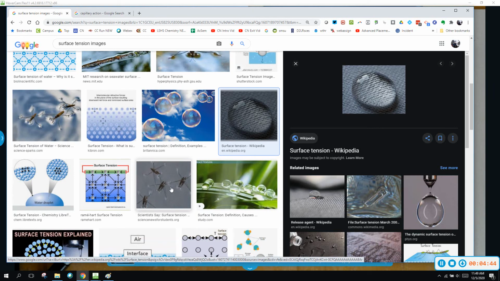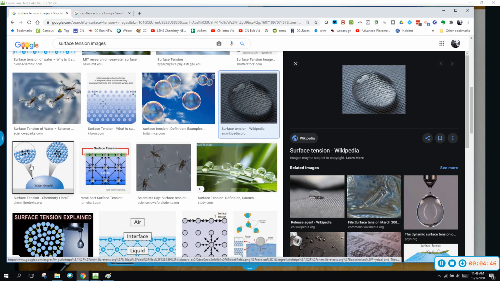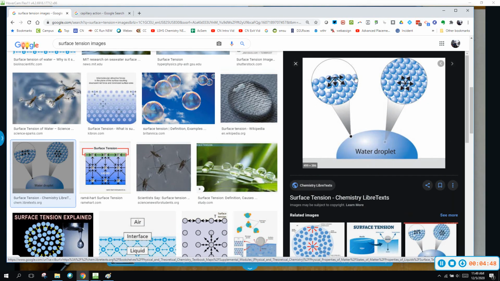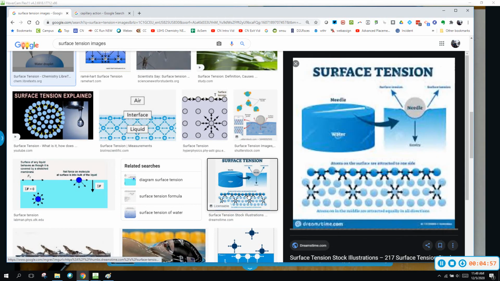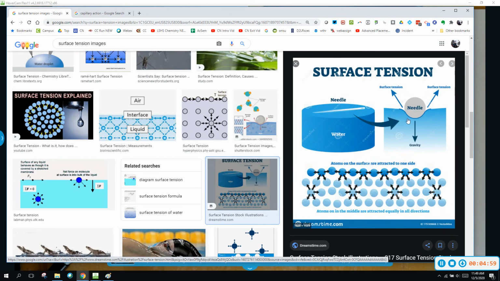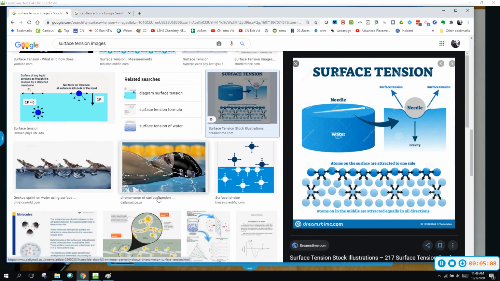And this surface tension causes the water droplets to form a curvy surface, whereas inside, of course, the molecules are pulled in all different directions. Another example is a needle floating on top of water like this. Atoms on the surface are attracted to one side and down, whereas inside they're attracted in every single direction.